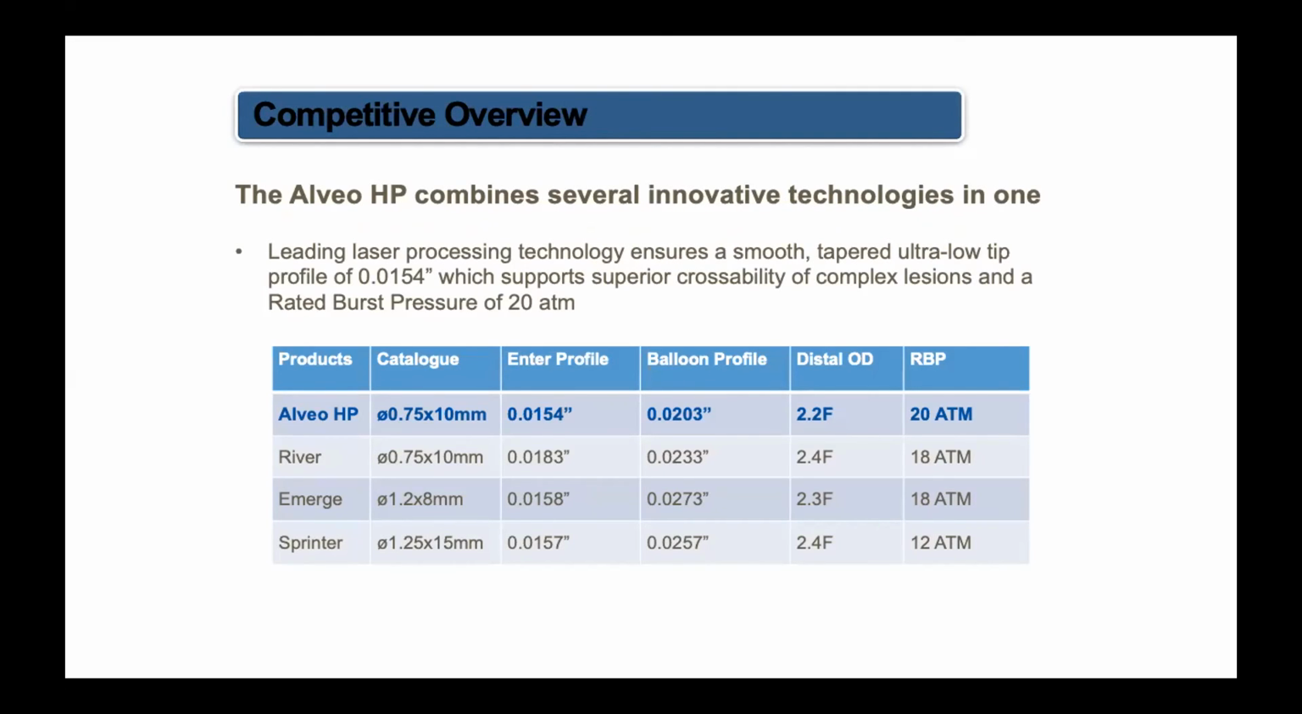So the Alveo combines several innovative technologies in one. The leading laser processing technology ensures a smooth, tapered, ultra-low tip profile of 0.0154 inch, which supports superior crossability of complex lesions, and with a rated burst pressure of 20 atmospheres offers adequate dilatation of the lesion. And we can see here its comparison with other CTO balloons, and we can notice its superiority.